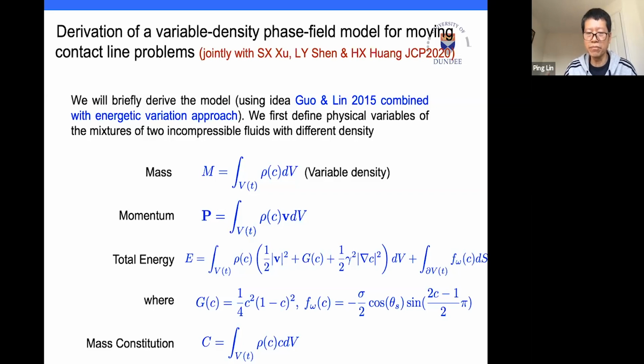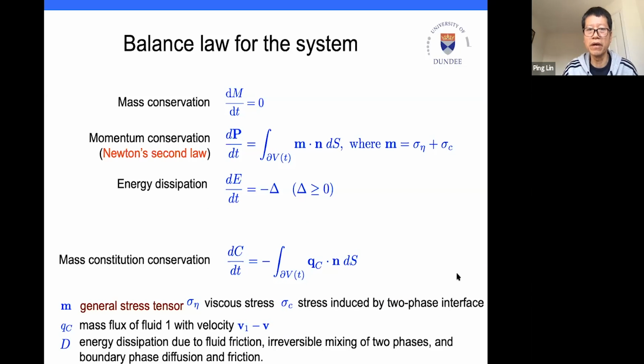So the quantities are similar, except that you have this extra energy for the interface interacting with the boundary, which is written here. Other quantities are similar. Now you can write down the balance law as we had before. We just changed the notation a little bit, but it's the same as before. Now we don't have gravity written, but you can also add gravity here, no problem. And the stress term is just the same as before.